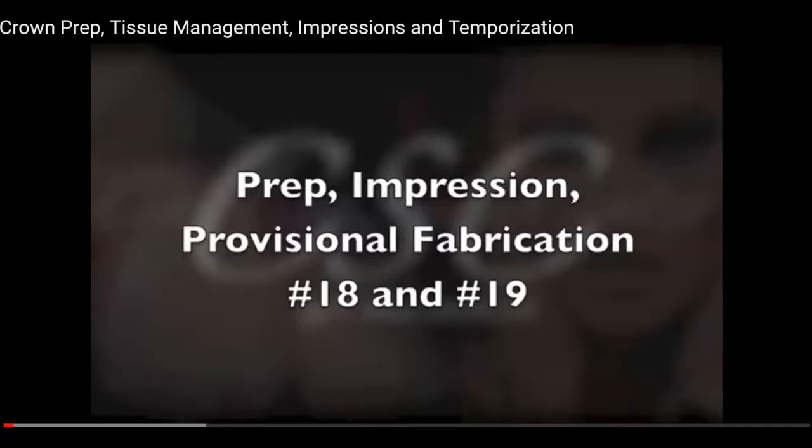The first appointment consists of the prep appointment, which is where all the work is done to help prepare the tooth to accommodate something to fit over the top of it. The second appointment is going to consist of the delivery. This is where the crown or the indirect restoration is back from the lab, it's been made, and we are then going to cement it or bond it into place.